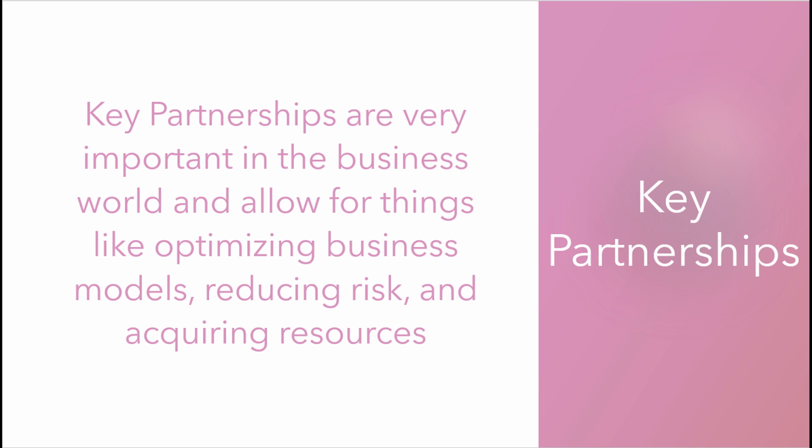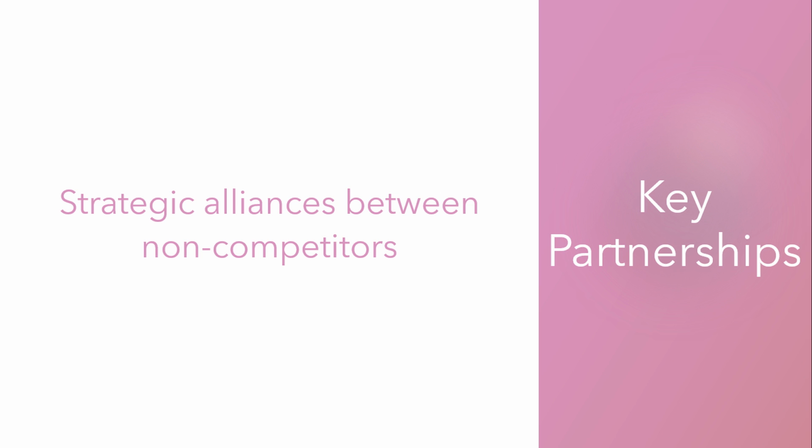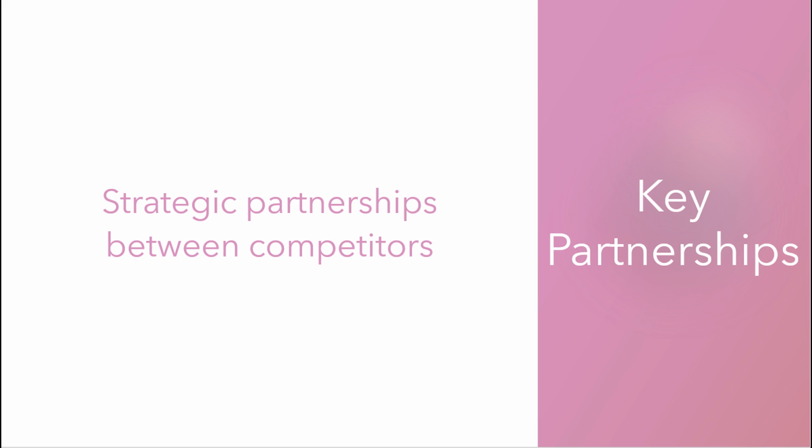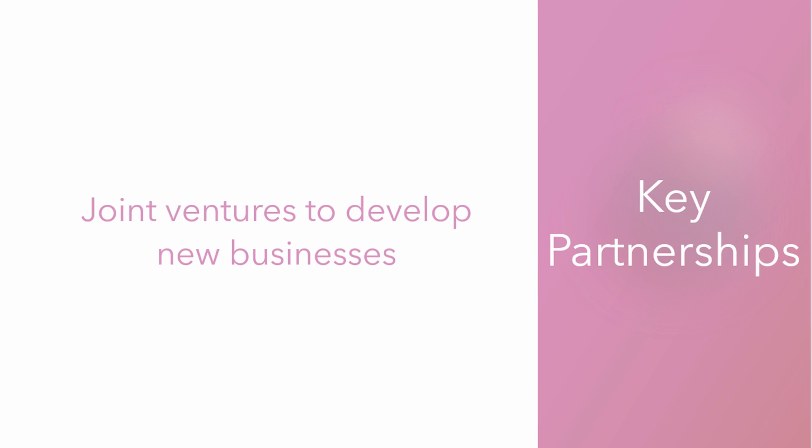And so we can look at three different types of partnerships. You can consider strategic alliances between non-competitors, coopetition, which would be strategic partnerships between competitors, and joint ventures to develop new businesses. When thinking about key partnerships, you should consider who are the key partners, who are the key suppliers, which key resources are we acquiring from our partners, and which key activities do our partners perform.